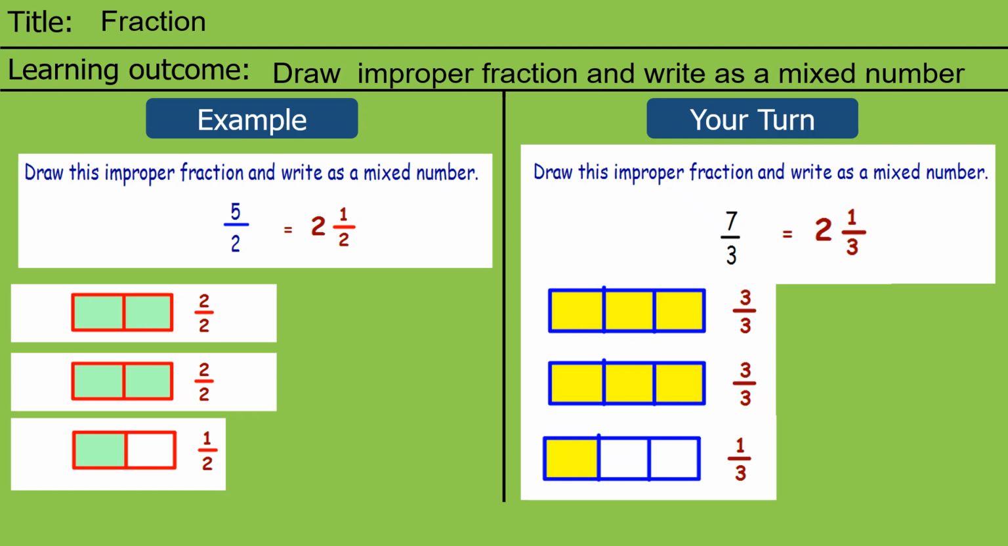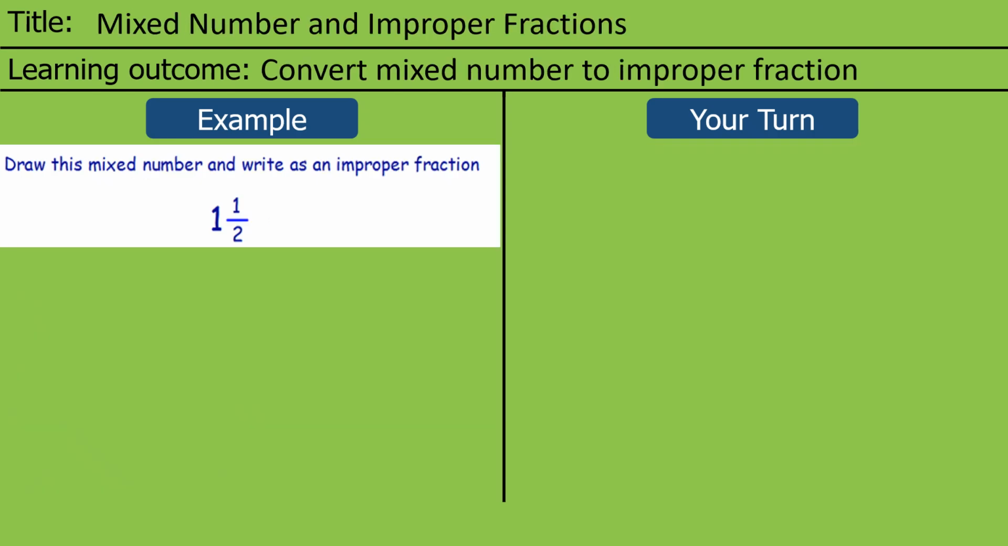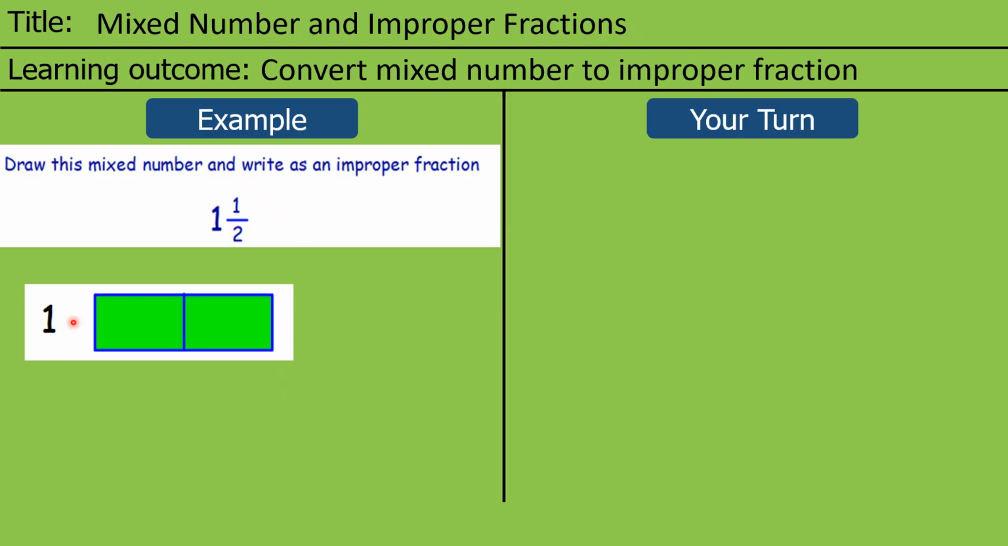Stay with us as we complete other questions. Draw this mixed number and write it as an improper fraction. So let's start with our 1 whole, and it should be divided into 2 equal parts. So that is our 1 whole, and it is divided into 2 equal parts. And then we draw another diagram, but this time it should represent 1/2.